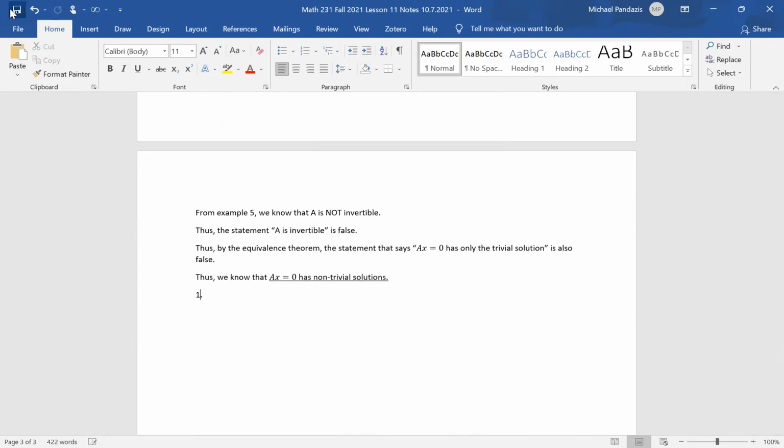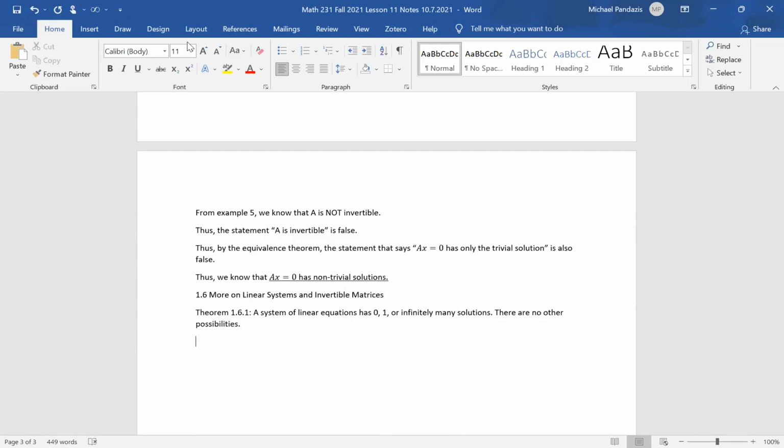So the next section is 1.6, which is more on linear systems and invertible matrices. This is theorem 1.6.1. A system of linear equations has 0, 1, or infinitely many solutions. There are no other possibilities.